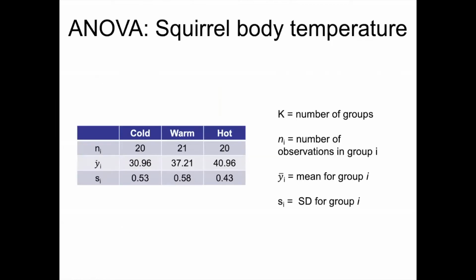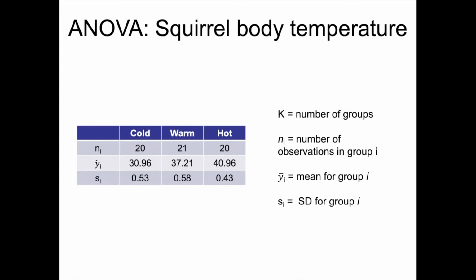Now we can summarize these observations in each of these three samples using some measurements that you're already familiar with. We can calculate the sample size or the number of observations in each of our three samples. So n sub i referring to the sample size of the ith sample. So our first sample under cold conditions had 20 observations. There were 21 observations under warm conditions and 20 observations under hot conditions.